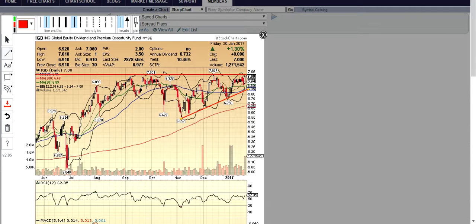Ascending triangle. So what would the key breakout price be to cause you to enter this one? 7.017. So 7.02. So if you see 7.02 on the bid, you would then enter at 7.03 on the ask. Okay, very straightforward. You want to break that high price of the resistance. You want to see that price on the bid. You then look to enter on the ask.